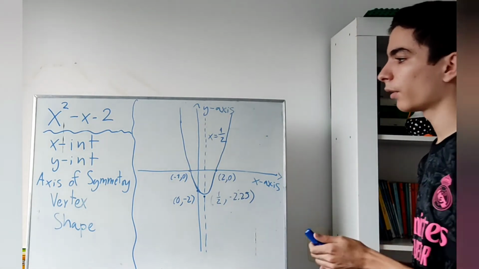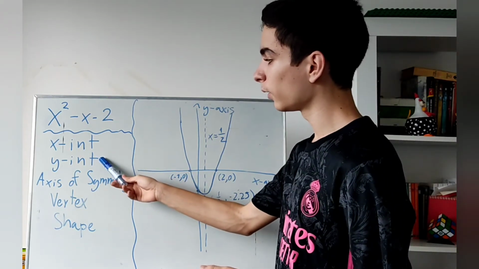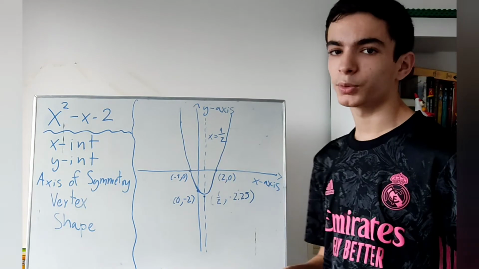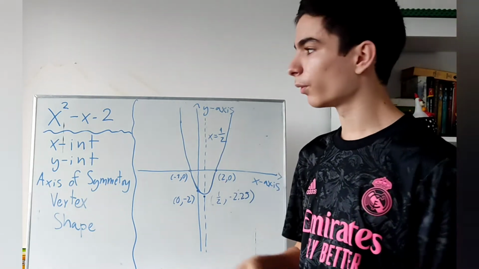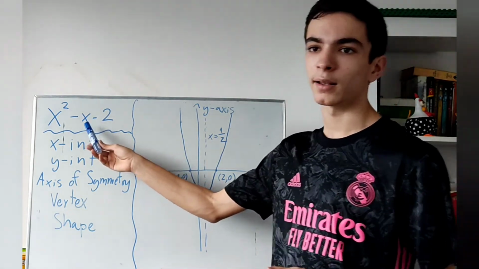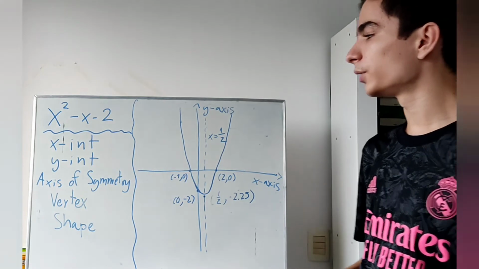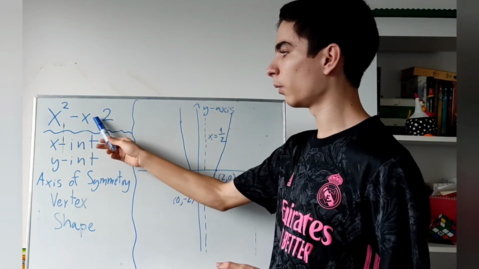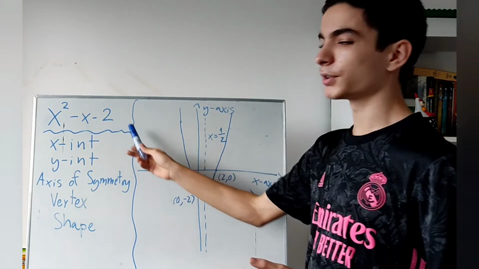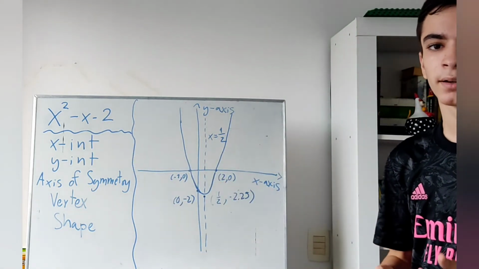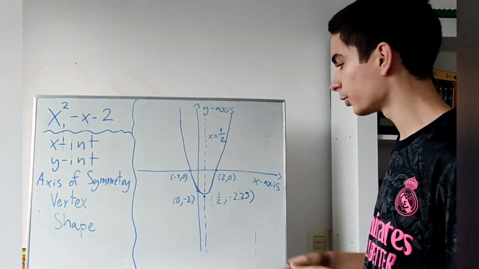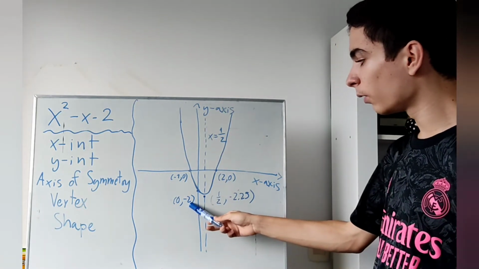Now, if we think about the y-intercept, we are simply going to replace x with 0 in this function, which is going to give us 0 squared minus 0 minus 2, which is going to give us negative 2. So the y-intercept of this graph is going to be at (0, -2).